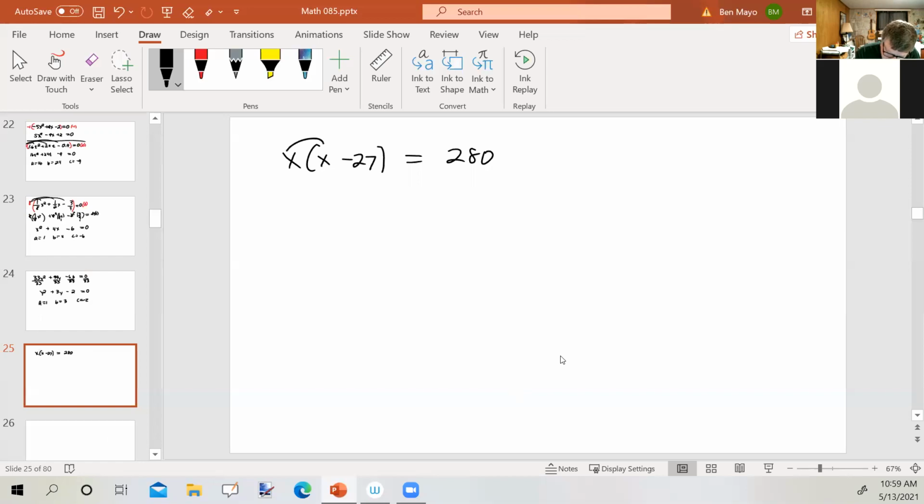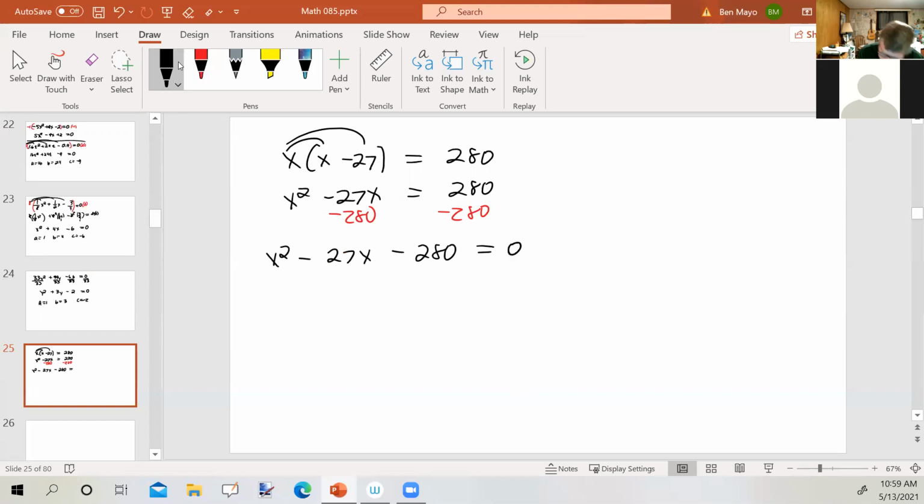So first of all, on the left, I'm going to distribute: x squared minus 27x equals 280. I'm going to subtract 280 from both sides. So x squared minus 27x minus 280 equals 0. Okay, I don't have any decimals or fractions to worry about. My leading coefficient's positive. I don't think I can divide out something to make it nicer. So I've got A is 1, B is negative 27, and C is negative 280.